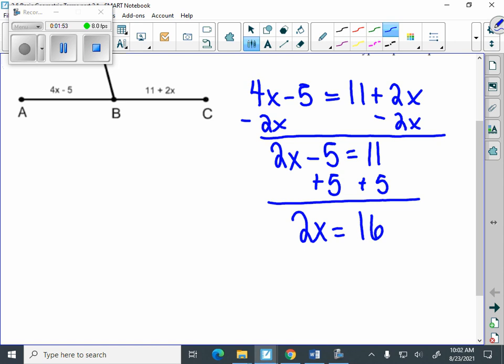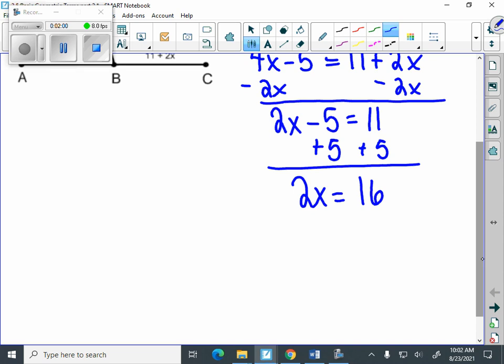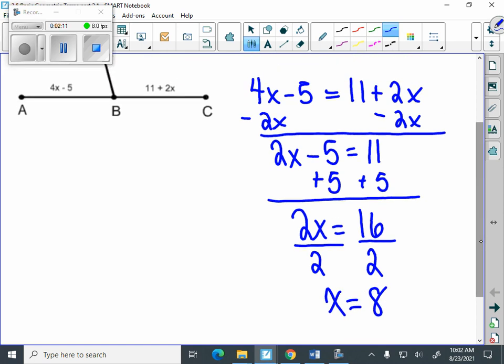Don't hesitate to type something into Desmos if you need to. 11 plus 5 is 16. Then finally, 2 times x, divide both sides by 2 because we're undoing that. And we end up with x equals 8. But that's the value of x.